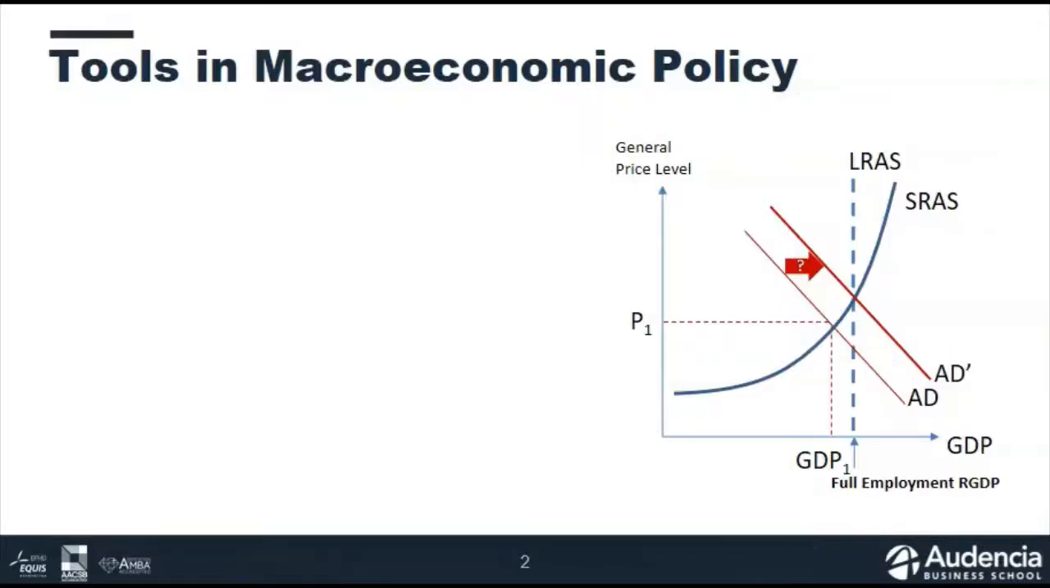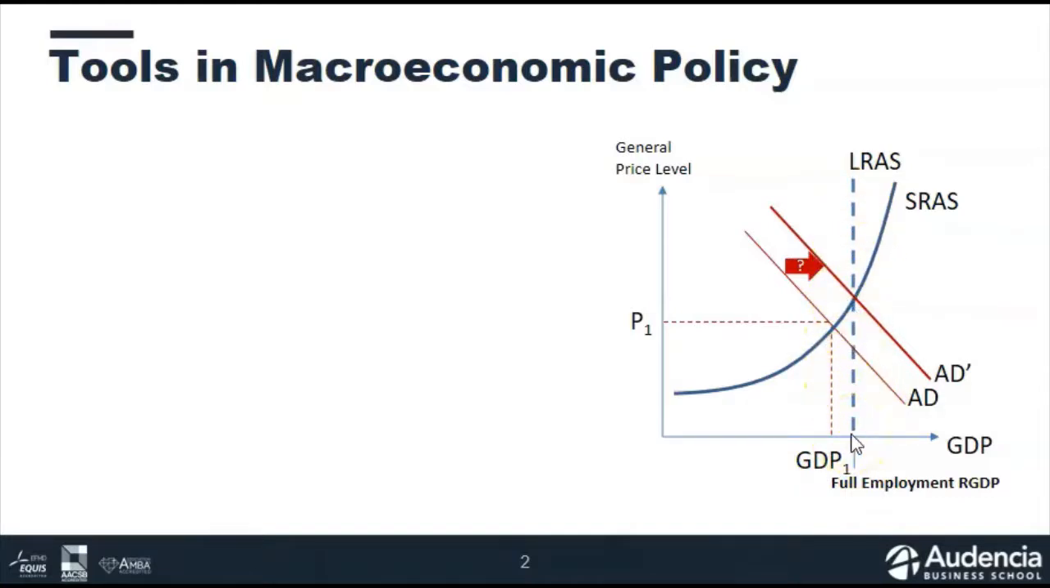So the first thing we want to remember is that we're in a macroeconomy, that we have our aggregate supply and aggregate demand. And if we take an example here, we're currently in equilibrium. This is our initial demand, AD, aggregate demand. And demand and supply come together here at P1 and GDP level 1. And this level of GDP is less than full employment GDP, which is much higher.